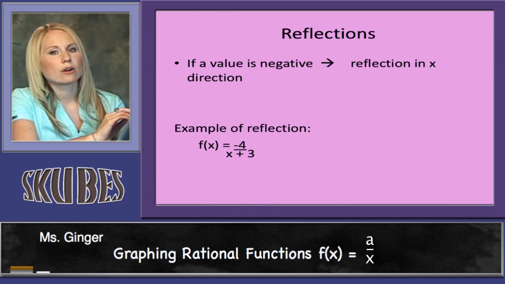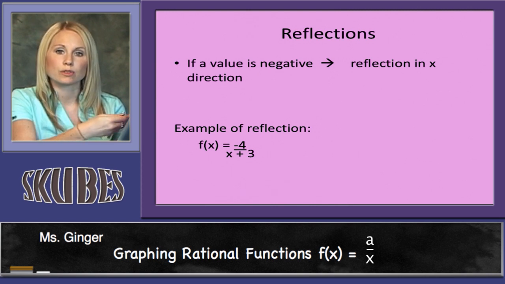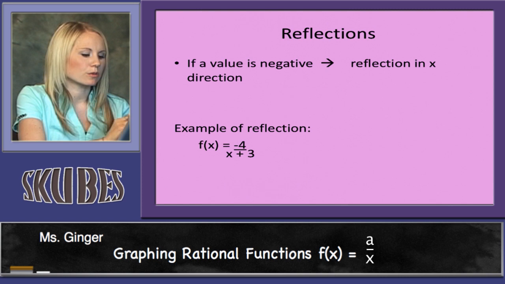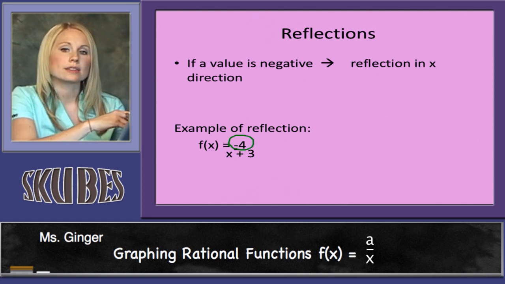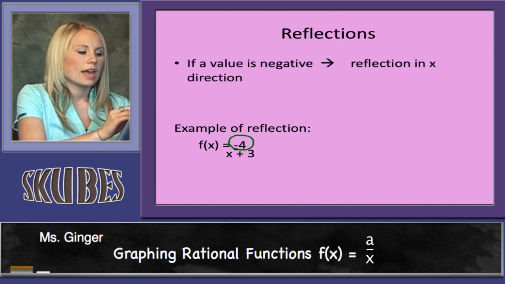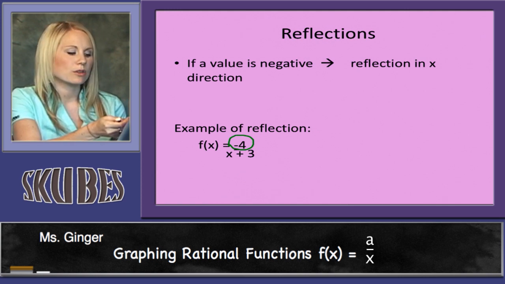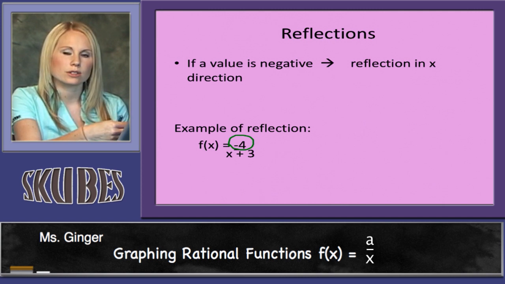Alright, so we talked about the fact that the negative in front of the a value is what causes the reflection. And so I've got an example here of a reflection, something you may see. The thing that makes that a reflection is the negative sign in front of our a value of 4. And I wanted to discuss the fact that no matter whether we're dealing with an x direction reflection or y direction, our picture is still going to have the same basic shape.